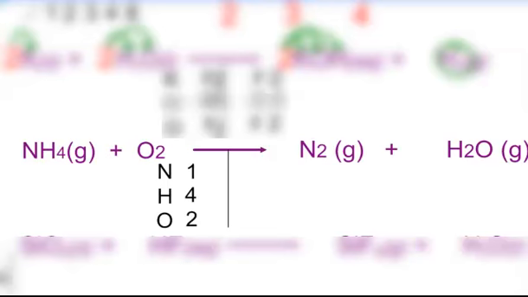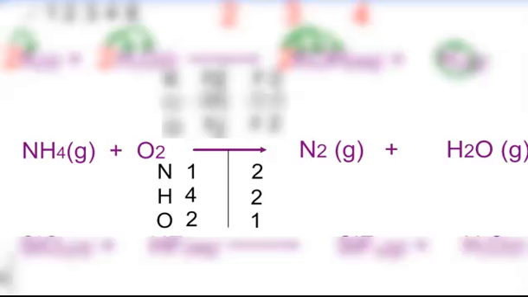On our product side, we have 2 N's. We have 2 H's. And we have 1 O. So this is, you learned how to count atoms in a chemical formula, so now we're applying it. Let's look at our chart. We have 1 N to 2 N's, 4 H's to 2 H's, and 2 O's to 1 O.